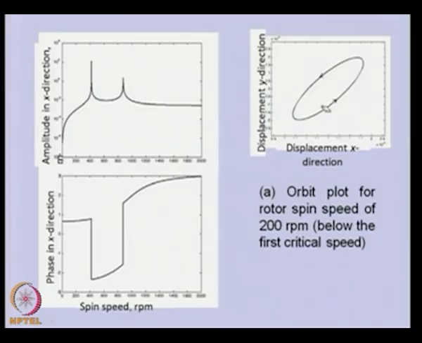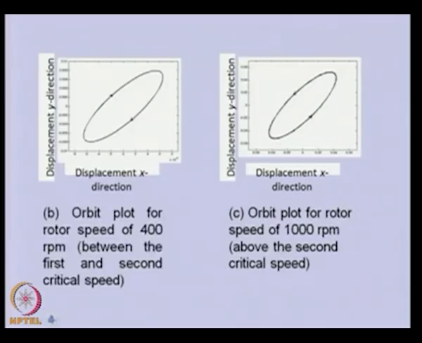So, x and y, and another axis that is the z axis. In that we can introduce a reference signal, and with the help of that we can show the sense of the orbit also. So, this is below the critical speed. You can see that 200 rpm is below the first critical speed. So, the sense of rotation in this particular case is counterclockwise, but if we are between two critical speeds, the sense of rotation is changed, it is clockwise, and if we cross the second critical speed, again it rotates in the counterclockwise direction.